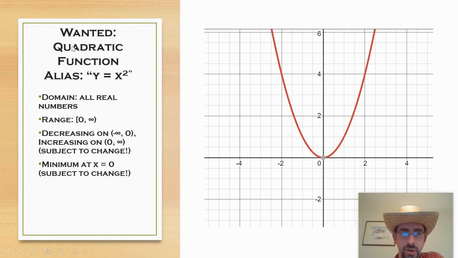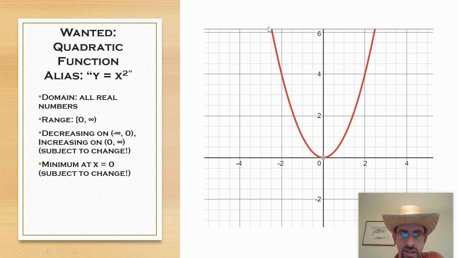Wanted, quadratic function. Alias, y equals x squared. Domain, all real numbers. It doesn't choose to eliminate any x values. Range, all values bigger than or equal to 0. Never negative, but don't let that deceive you.